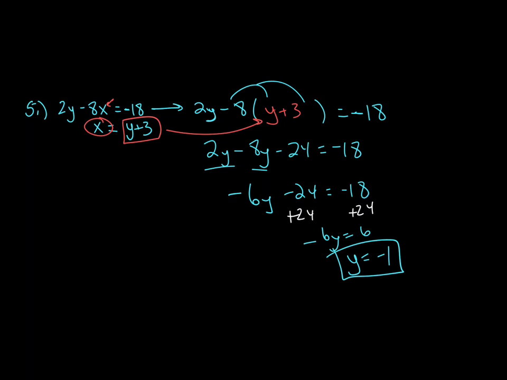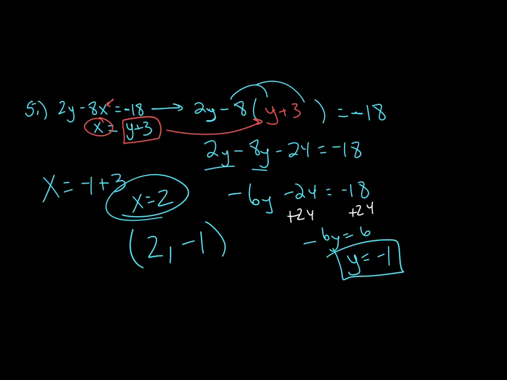Now I take that negative 1 and I'm going to plug it into the original. So I'm going to say x equals negative 1 plus 3. So x equals 2. I have an x, I have a y. I write my answer as an ordered pair 2, negative 1. So that's your answer. That's it for 5.